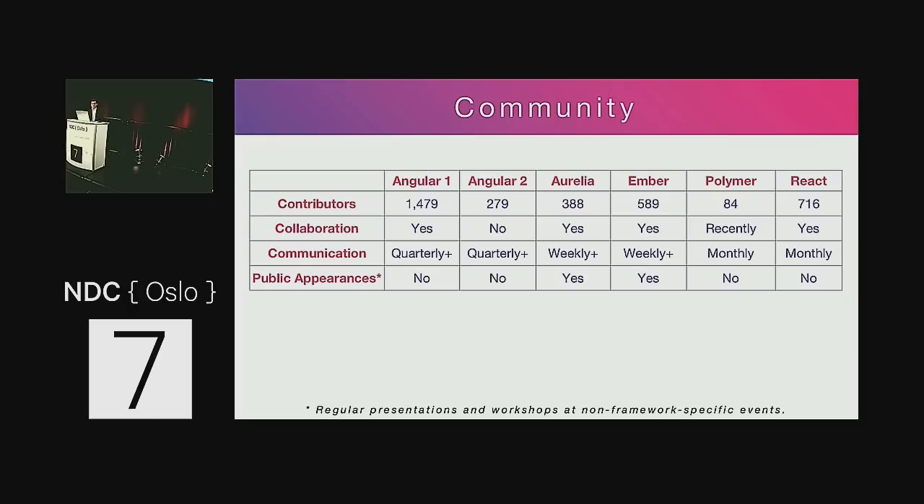Aurelia and Ember do a really great job with this, in fact, Ember has an official process by which it does this. Polymer was very close in the beginning, and they weren't making any progress with web standards that they wanted to see adopted, so they finally loosened up on that and started collaborating with other groups. And so that's good. And of course, React does a really good job of collaborating with the community. How often do they communicate with their community?